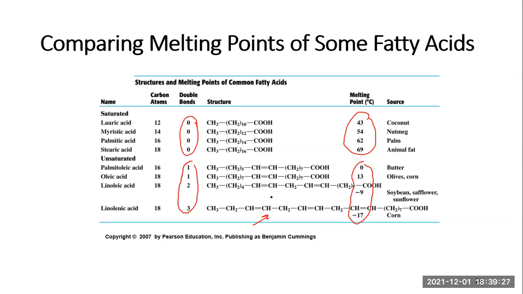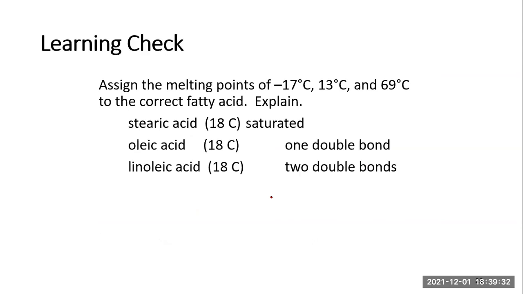That would be the one that we would expect to have the lower melting point. So if we take a second here, for each of these, we've got one with saturated 18 carbons, 1 double bond and 18 carbons, and 2 double bonds, 18 carbons. And we have melting points of -17, 13, and 69. So take a second and think about which melting point should go with which structure there.